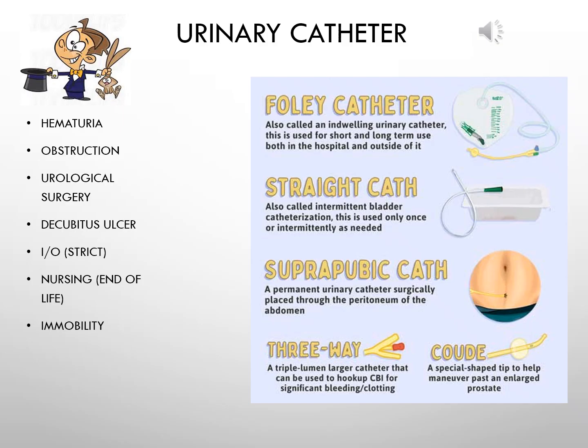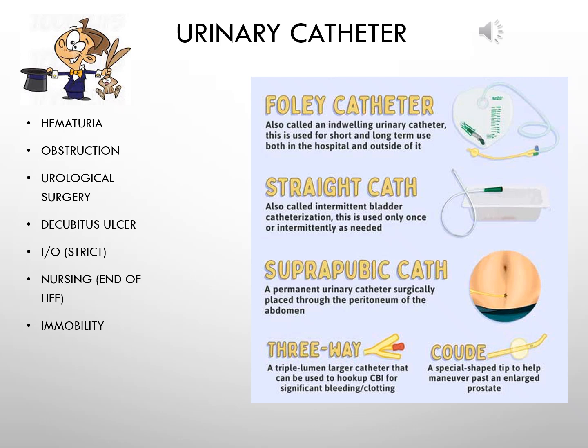Now for your urinary catheters, the mnemonic to remember for patients that are appropriate to have urinary catheters is Houdini. So patients with any gross hematuria that would need a CBI, or continuous bladder irrigation, they would get a catheter. Anybody with obstruction that's having urinary retention, anybody with urological surgeries where they would need that catheter for short-term use, anybody with a stage 3 or 4 non-healing ulcer would get that, so that the urine's not causing further skin breakdown. Anybody with strict I&Os, so that's your patients in ICU where we're monitoring intake and output every hour, or nursing end of life.